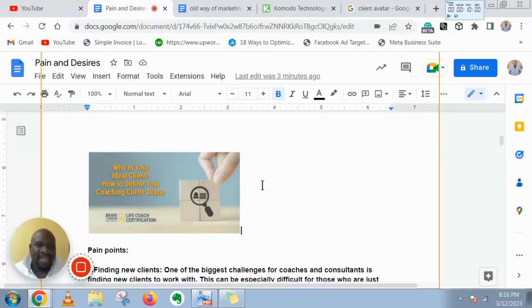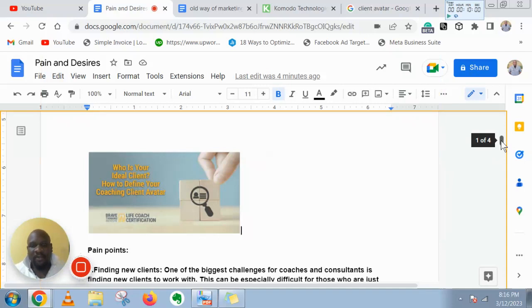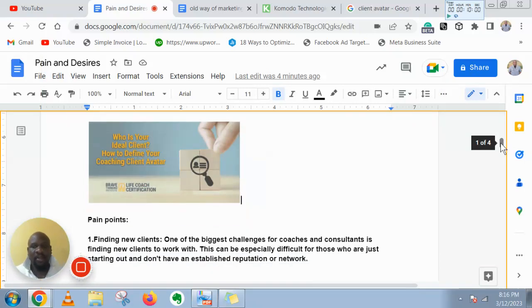So right here, who is your ideal client? How do you find your coaching client avatar? As I said earlier, oh, this is some advertising for another company. Hey, it's cool, the picture sells. So I said this list is really the pain points and the hopes, dreams, and desires of coaches and consultants. It's one of the biggest niches currently.